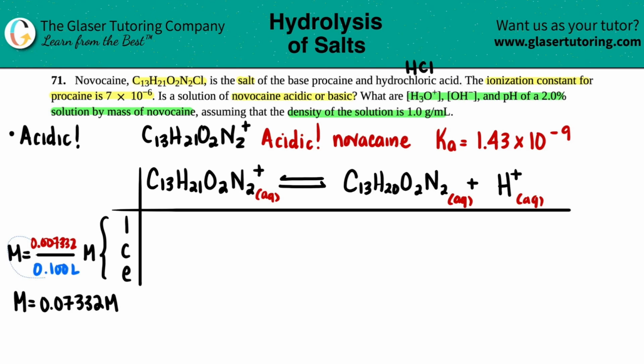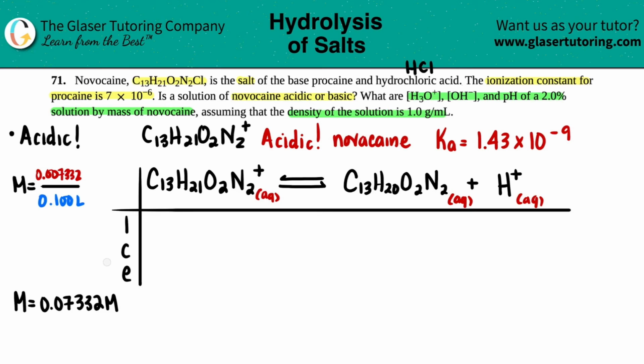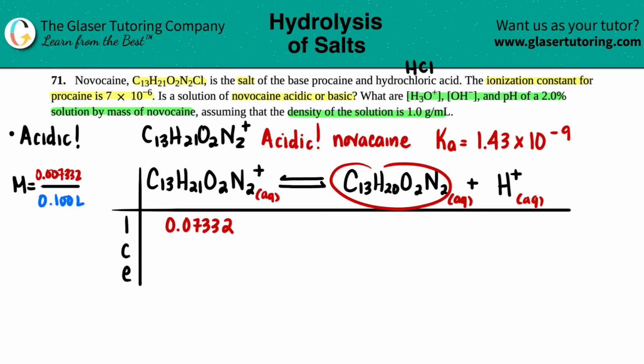And maybe I'll just put this up here, I guess. So that's what we're starting with. Remember, I stands for initial, and the initial Novocaine was what we just found, 0.07332. And I can get rid of this now. Did they state that I had any of these ions starting off? No, they just said that we had 2% of the Novocaine. So I gotta assume, okay, I had nothing here and I had nothing here.